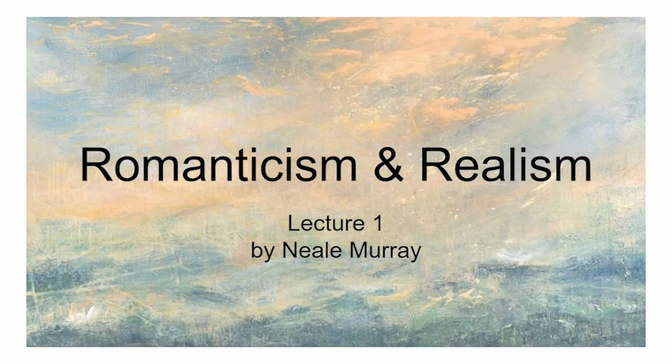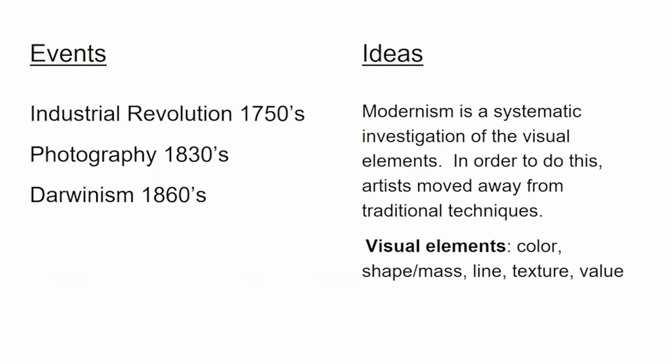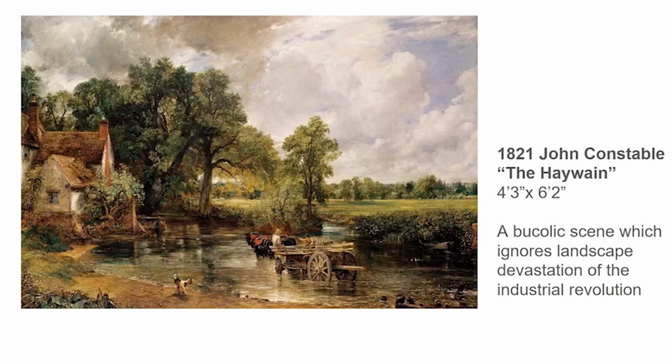Okay, now we're going to get started with the real art of the period here. Keep in mind the historical events that we list at the top of our sheet. You've got the Industrial Revolution, you've got photography, and you've got Darwinism. And those are 3 events that are fundamentally going to shape the kind of art we're going to be looking at.